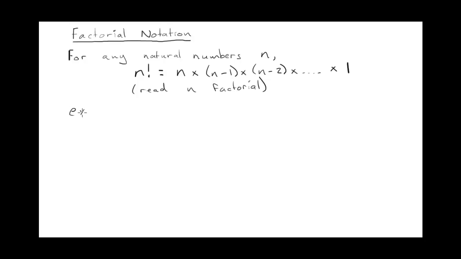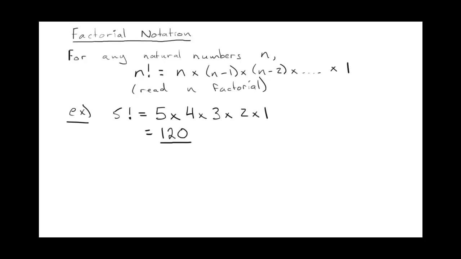So, for example, let's say you wanted to do 5 factorial. That means 5 times 5 minus 1, which is 4, times 5 minus 2, which is 3, and now you're going down by 1, times 2, times 1, and then you stop there. So what is 5 times 4 times 3 times 2 times 1? I believe it's 120. Yes, it is. So 5 factorial is equal to 120.